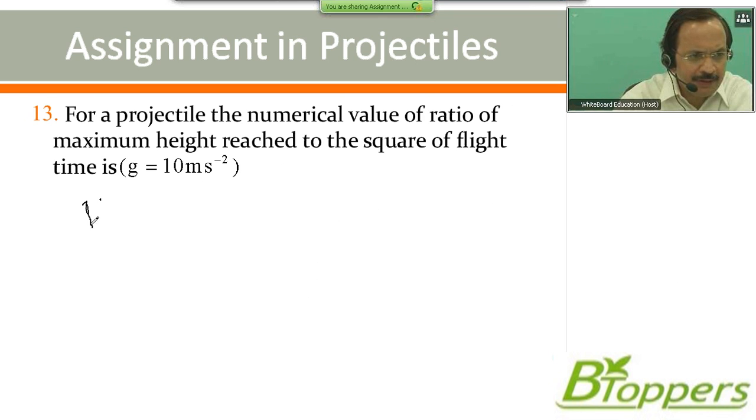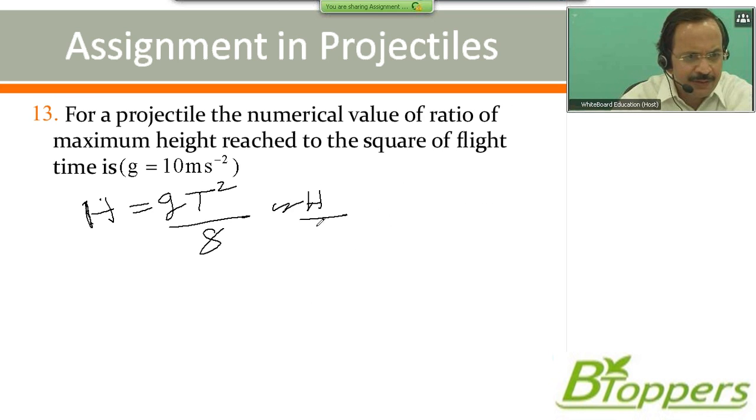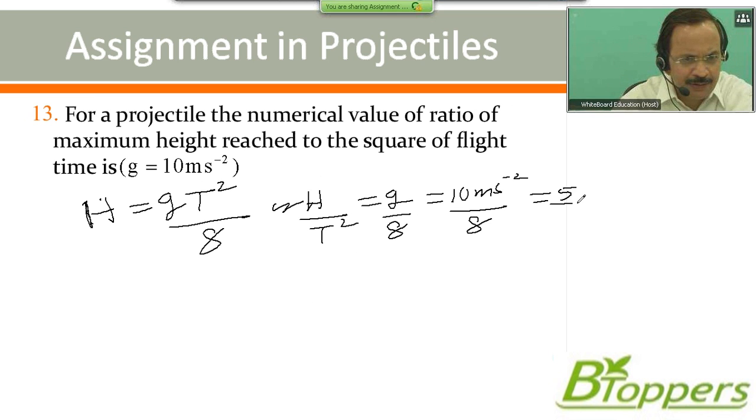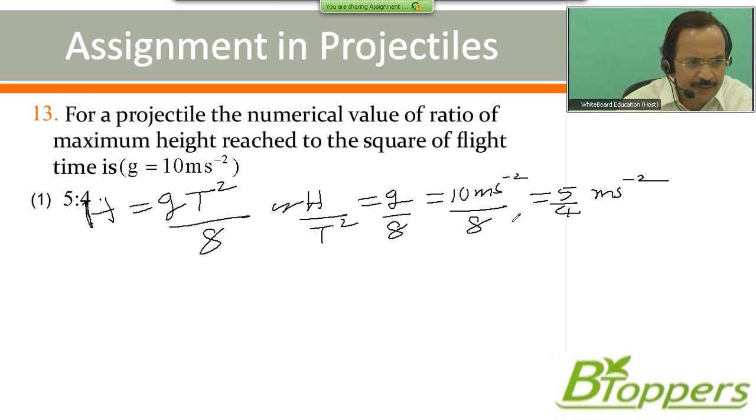As I discussed in the theory part, the maximum height reached by the projectile in terms of the square of the time of flight is given by h equal to gt square by 8. So h by t square is g by 8. Here g is given as 10 meter per second square, so h by t square will be numerically equal to 5 by 4. That's the working for the question. So the first option is the answer, 5:4.